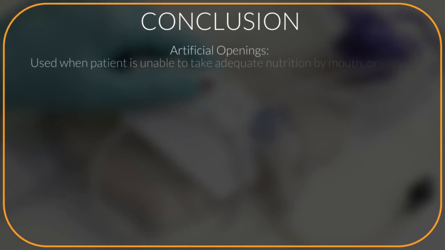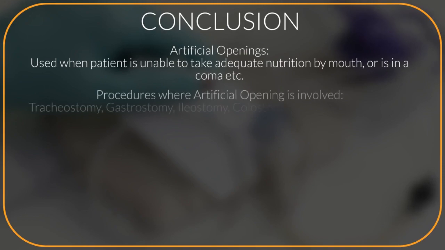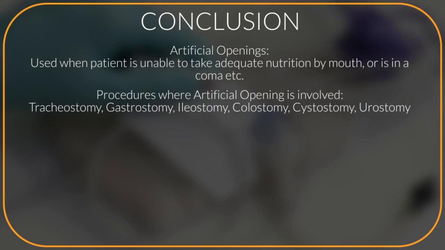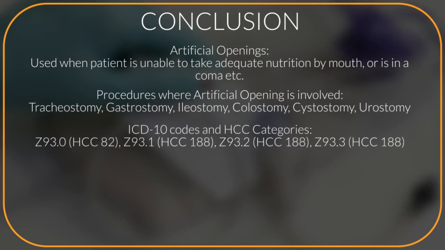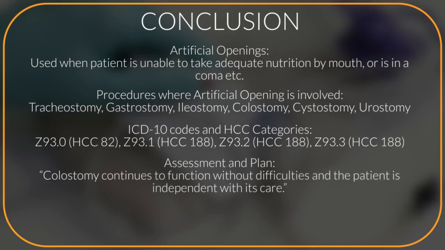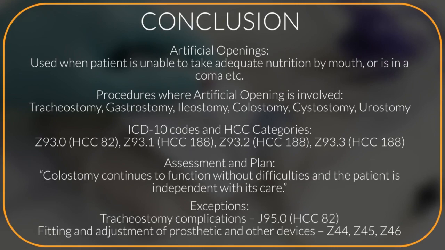We have reached the end of our short refresher course on artificial openings for feeding and elimination and tracheostomy status. We gave you a short introduction to artificial opening, discussed the procedures where it is used, identified the specific codes and HCC categories pertaining to those procedures, the assessment and plan for artificial openings, and finally recorded the exceptional cases which are to be kept in mind while coding for artificial openings.